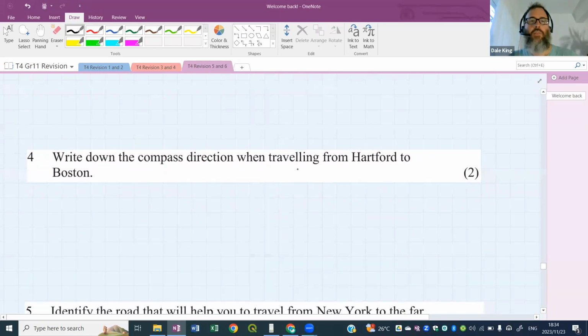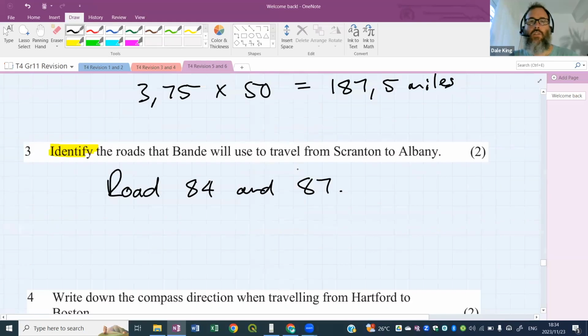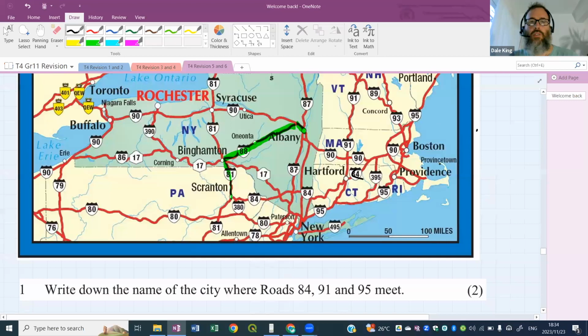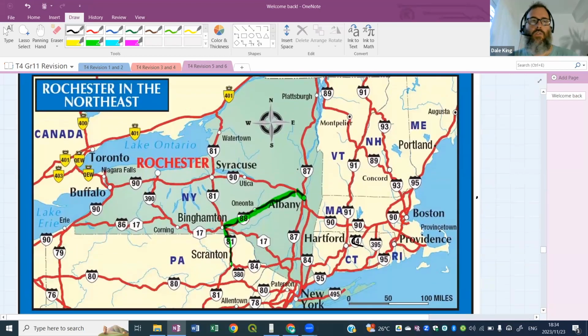Write down the compass direction when traveling from Hartford to Boston. Write down the compass direction from Hartford to Boston. All right, so let's just find Hartford and Boston first. So here's Hartford. I've highlighted there with green. Hartford. And we are going to Boston over there.